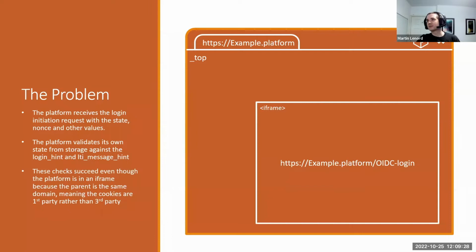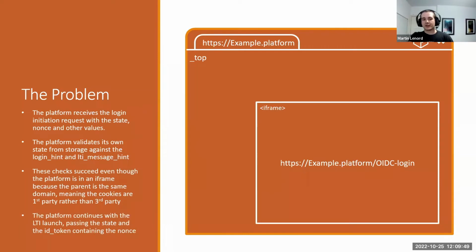Well, validating those works fine because it's first-party cookies. It means that the frame here is the same domain. We're on example.platform. We're on example.platform here. So this is a first party. So it has access to cookies. So it checks its state, everything's fine.